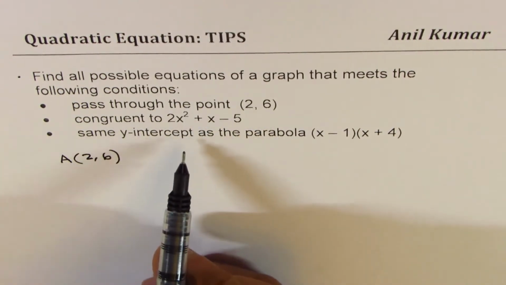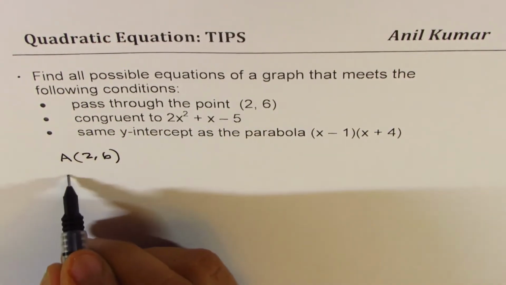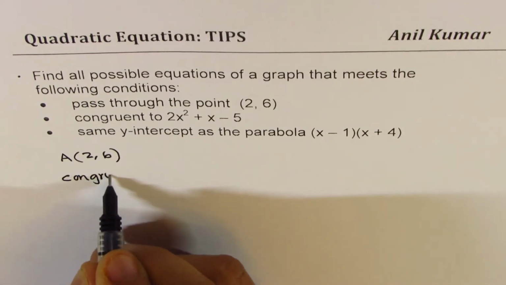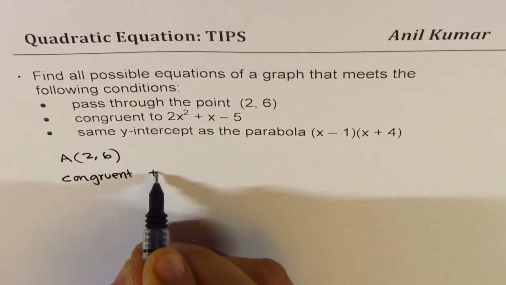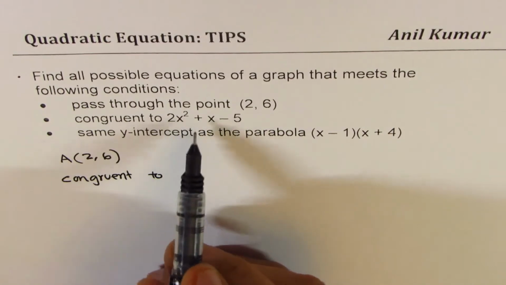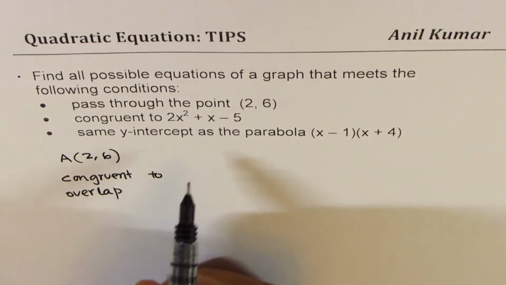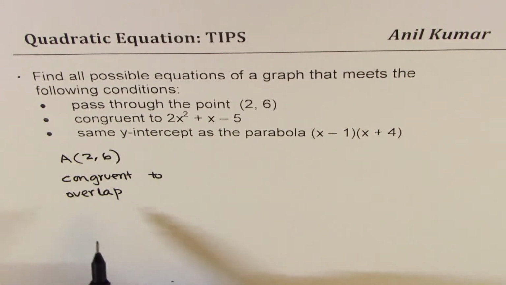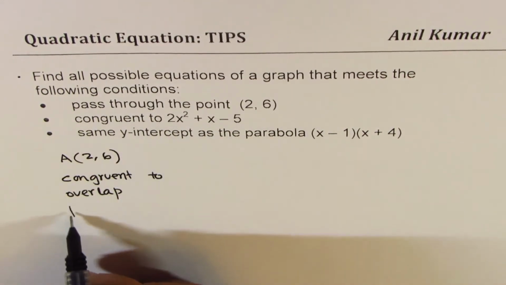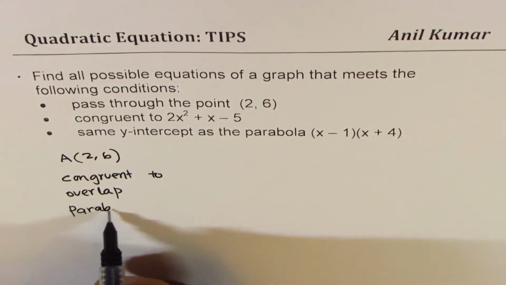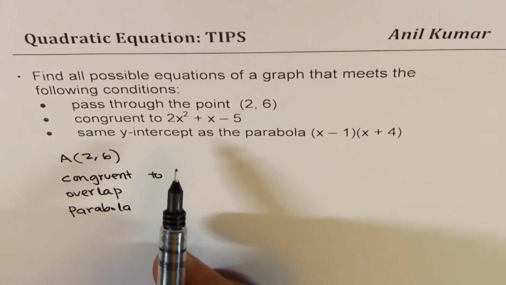Now what does that mean? When we say congruent to, that means exactly the same. It should overlap, right? It could be displaced here and there. Now that becomes a parabola. Now this is how you have to think.